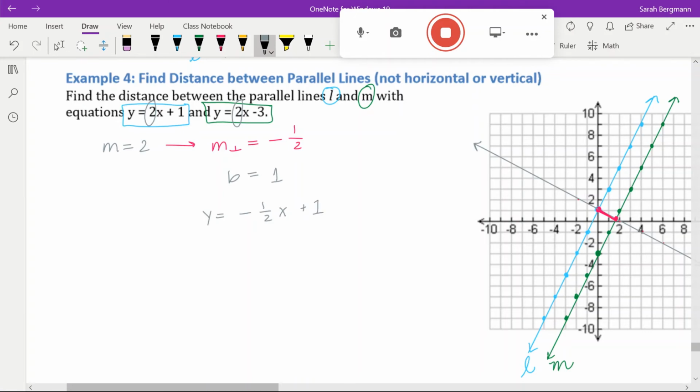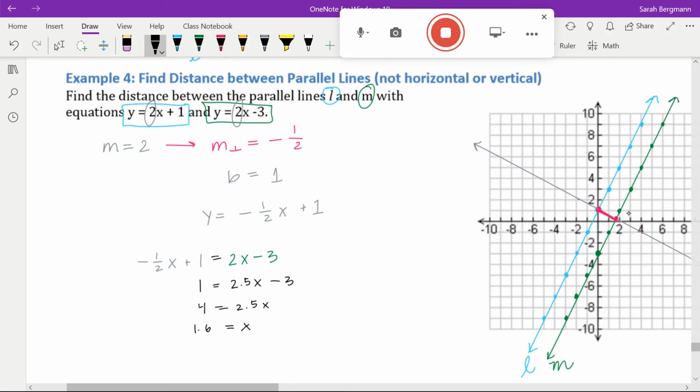Now, I want to know when the green and the gray lines intersect. So what I can do is set their equations equal to one another. I want to know when they're equal, so I'm going to set them equal in order to solve. First, add 1/2 x on both sides. Next, add 3 on both sides. Finally, divide by 2.5 on both sides.